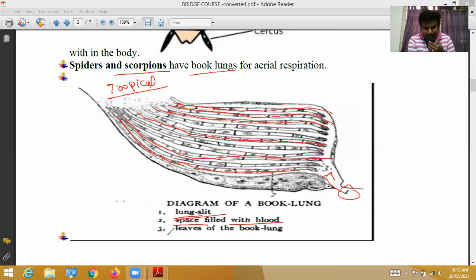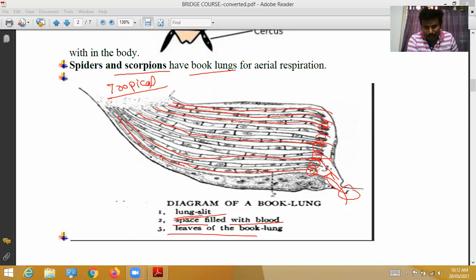Next, leaves of the book lungs. These are all leaves of the book lungs. It is completely one book lung. So this is the starting region. These are all the leaves of the book lungs through which oxygen enters inside. Like this way, it enters inside.